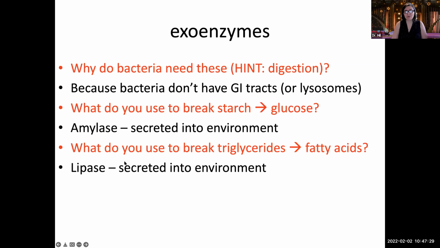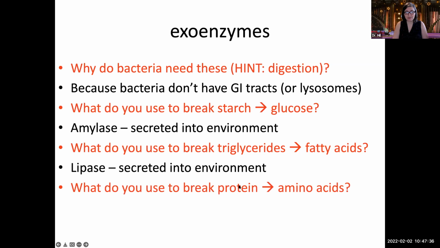And bacteria, of course, or prokaryotes, secrete it into their environment to break the triglycerides up ahead of time so the fatty acids are more easily coming into the cell.